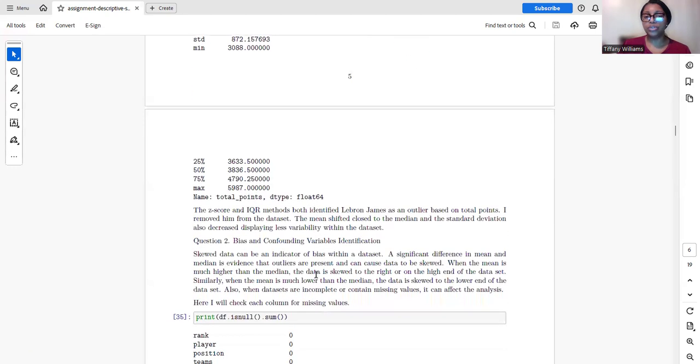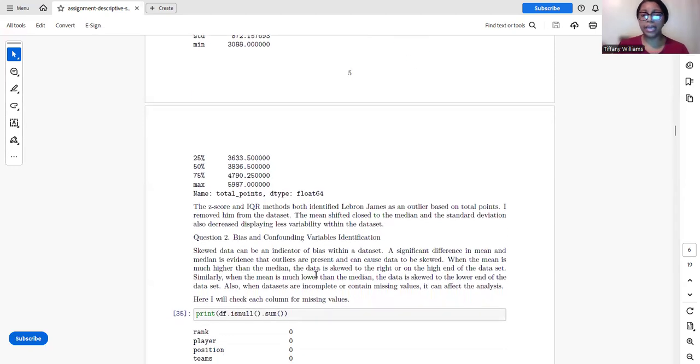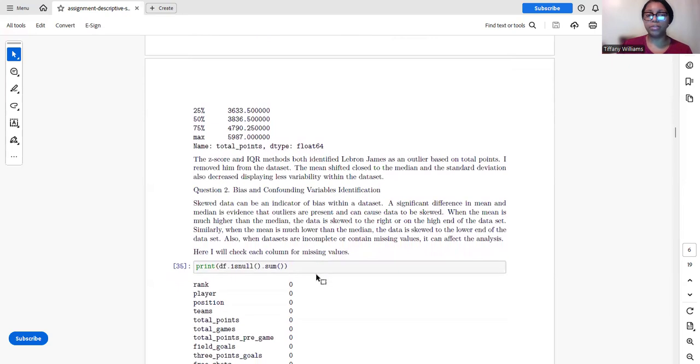As we go on to question 2, discussing bias and confounding variables. Skewed data can be an indicator of bias within a data set. A significant difference in the mean and the median is evidence that outliers are present, and that can be the cause of the skewed data. Depending on whether the mean is closer to the median on the left or the right will determine which way it is skewed. And also bias can happen from incomplete data or missing values as well.